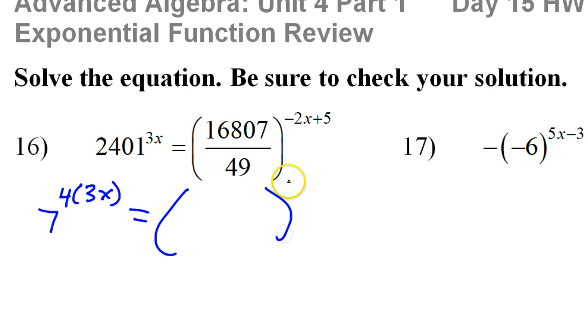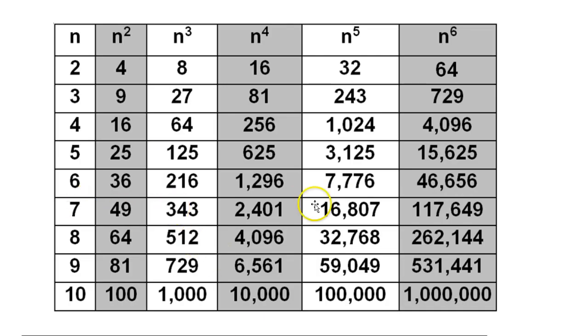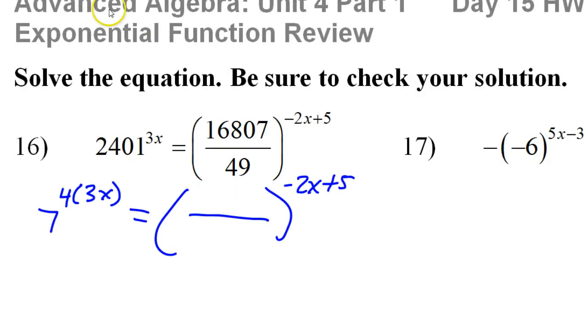Let's do the same thing with these other two numbers. What about 16,807? 7 to the 5th power. You could divide first and then do it. I divided the 2. Yeah, that's great. 49 is 7 squared. So, 7 to the 5th power divided by 7 squared is going to be 7 to the 3rd power. You could have divided first, even on a 4-function calculator.